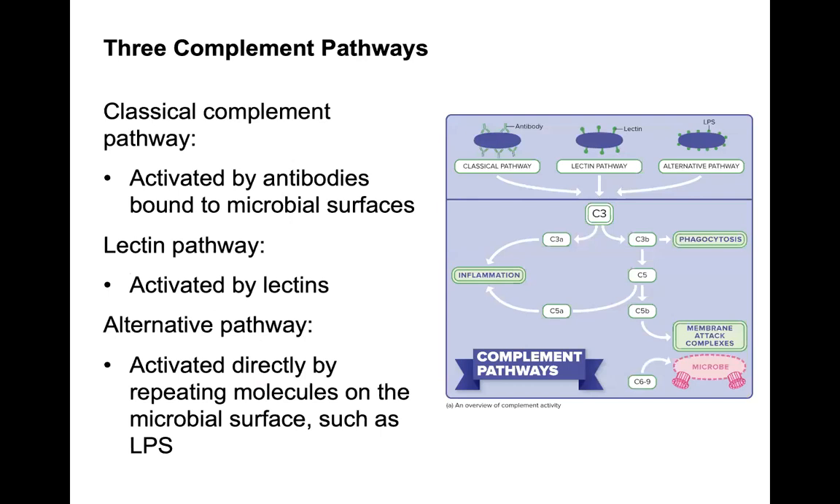There are three types of complement pathways. We have the classical complement pathway, which is activated by antibodies bound to microbial surfaces. The lectin pathway is activated by lectins, which are surface proteins that can be found on bacteria. The alternative pathway is activated directly by repeating molecules on the microbial surfaces, such as LPS. Again, LPS is something that can be found on gram-negative bacteria.